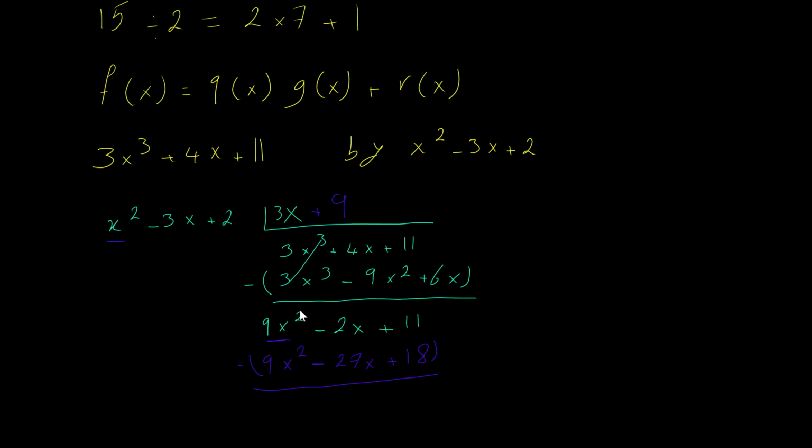That's going to be a negative. So these two get canceled out. And then we have here the remainder, which is positive 27 minus 2, 25x, and negative 18 plus 11 is going to be minus 7. And that's it. We are done. So here our quotient is 3x plus 9. Our remainder is 25x minus 7. And that's the end of it. That's how we do the long division.